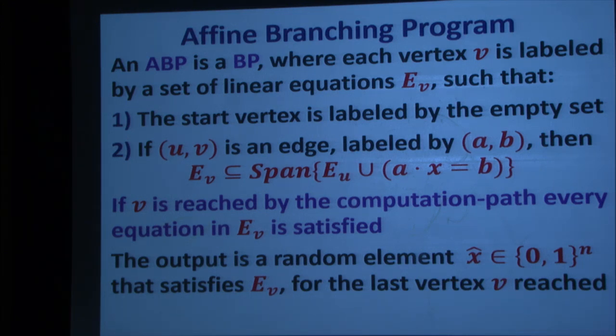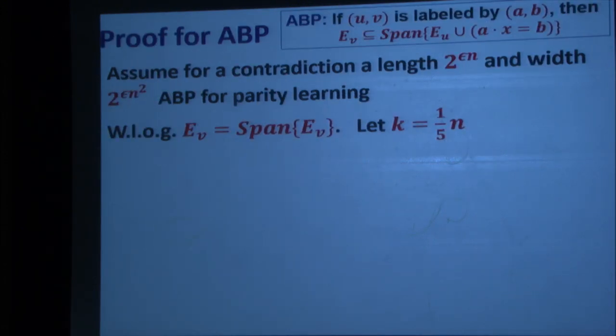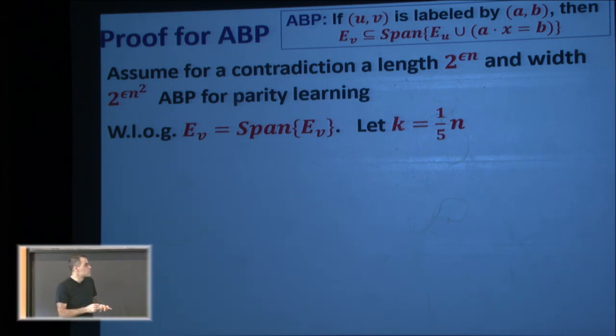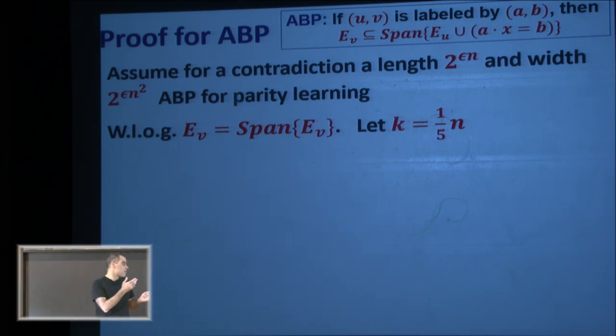Okay, so this is an affine branching program. And what I want to show you before the break is the proof for the affine branching program. It's not a hard proof. Some places were a little bit tricky, but I think that right now it's really not hard to understand, I hope.